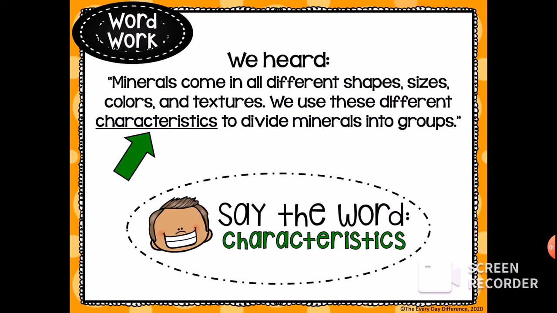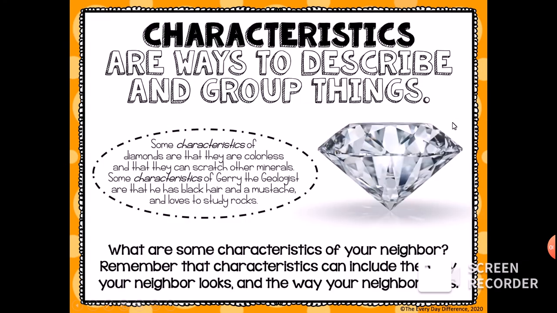We heard minerals come in all different shapes, sizes, colors, and textures. We use these different characteristics to divide minerals into groups. There's our special word. Say the word characteristics. Let's try it again. Ready? I'll say it first and then you repeat. Say the word characteristics. Great job, first grade. Characteristics are ways to describe and group things.